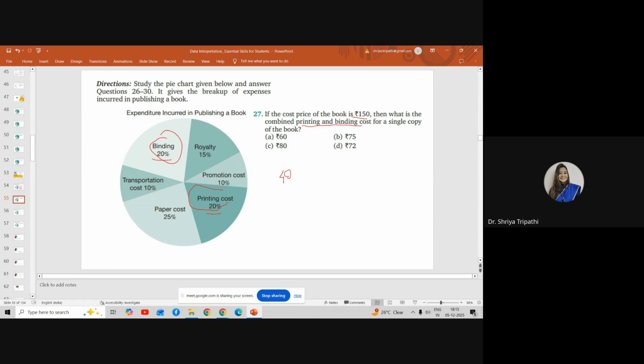Yes, ma'am. 40% of my cost price. Cost price is 150. You simplify this up, you'll get 60. Are you all getting the point? Yes, no? 40% hai, so we will do this. You simplify it up, you will get 60. See, cost price is 150. Then what is the combined printing and binding cost?